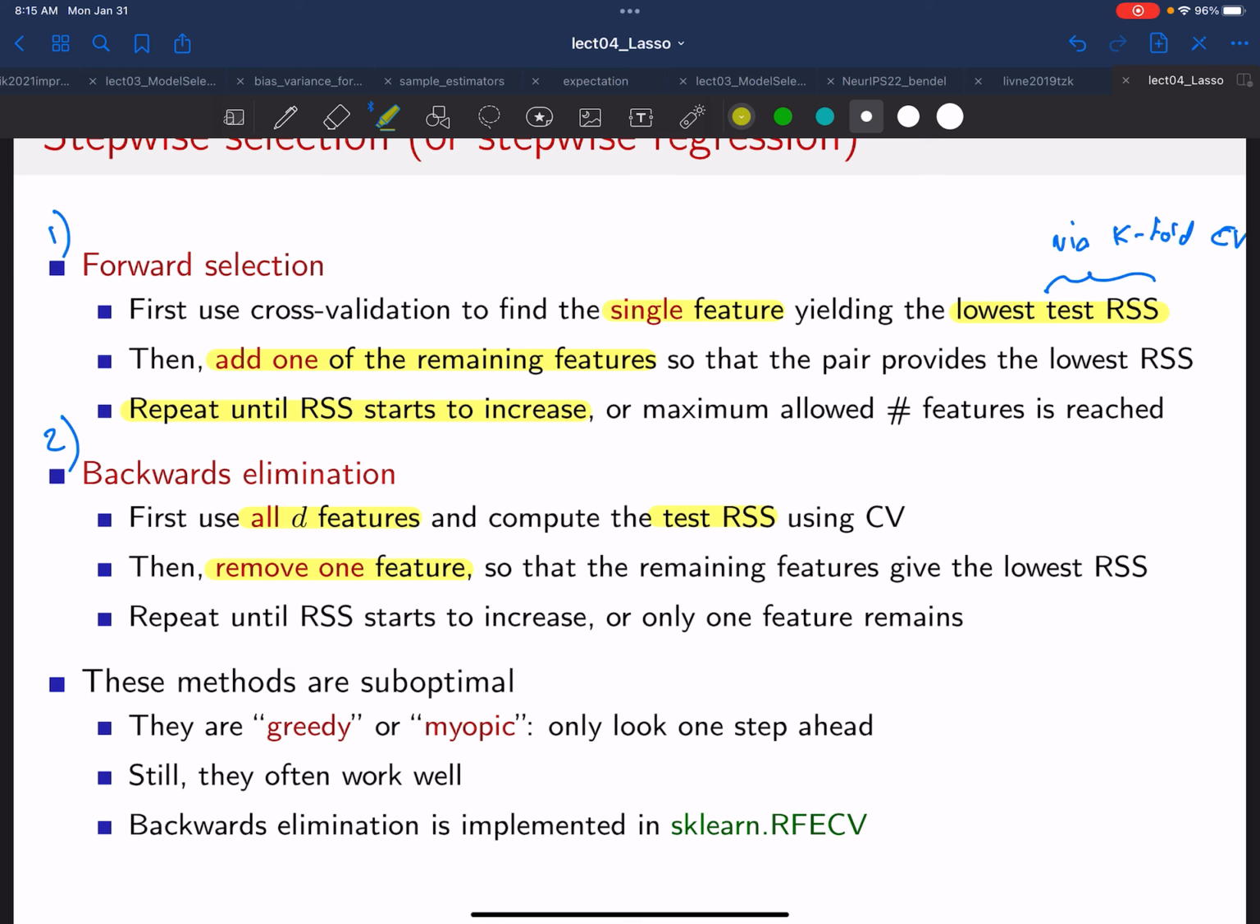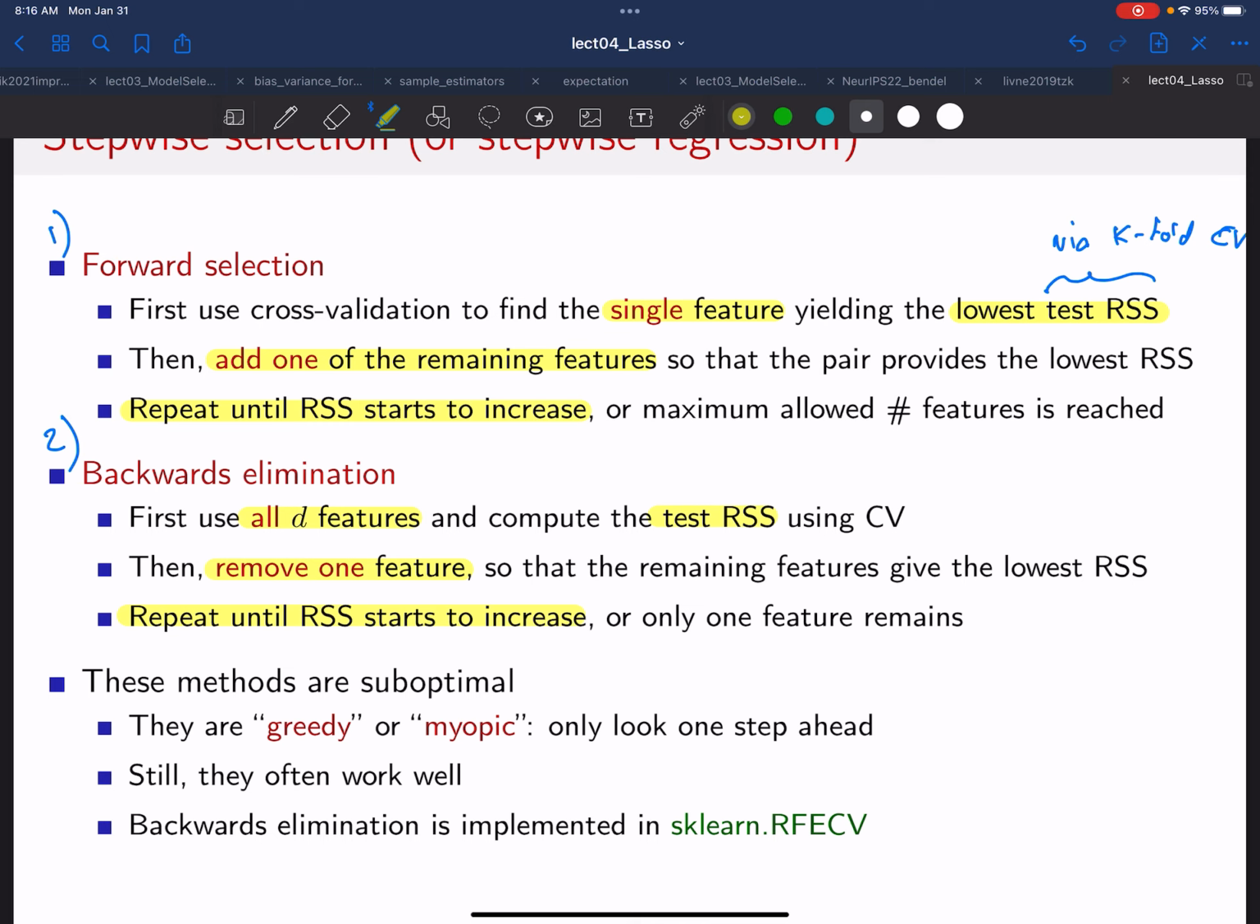And so the test RSS probably gets better at first because you're removing your variance. But eventually, once you have too few features, the bias starts overwhelming the mean squared error, and then the test RSS will start to increase. And if that starts happening, then you go back and say, I'm going to keep the subset which gave me the lowest test RSS. Okay, so those are 2 different approaches.